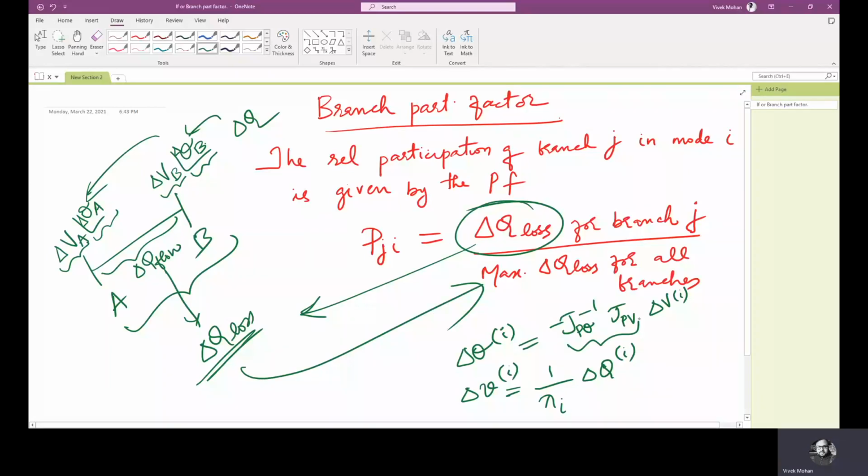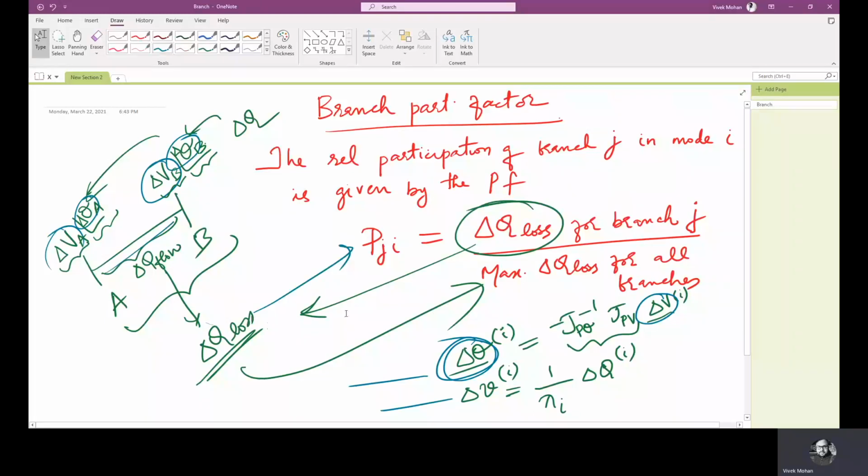So based on these Jacobian elements, we can find the V theta sensitivity here. Here we have delta V and delta theta, right? If we know delta V and delta theta from the eigenvalue and corresponding right and left eigenvectors, we can find delta VA, delta theta A, delta VB, delta theta B. So then we can find the Q flow and delta Q loss and then the participation factor, branch participation factor.